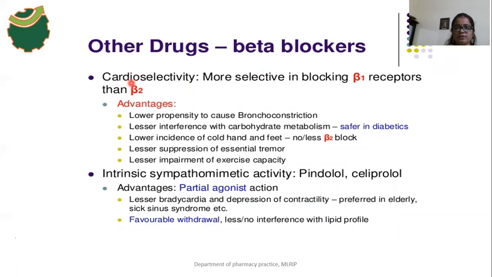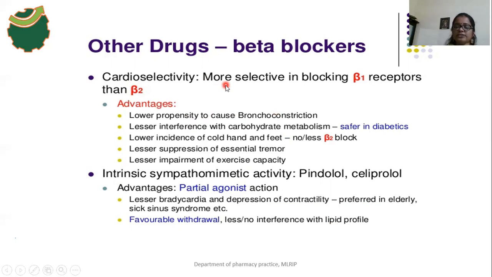The first one is cardioselective drugs. These cardioselective drugs mainly block beta 1 receptors, rather than beta 2. And these beta 1 selective drugs have some advantages. What are those advantages? First, they are less likely to cause bronchoconstriction, because bronchial muscles consist of beta 2 receptors. These beta 1 selective drugs only block the actions of beta 1, not beta 2, so there is no bronchoconstriction.